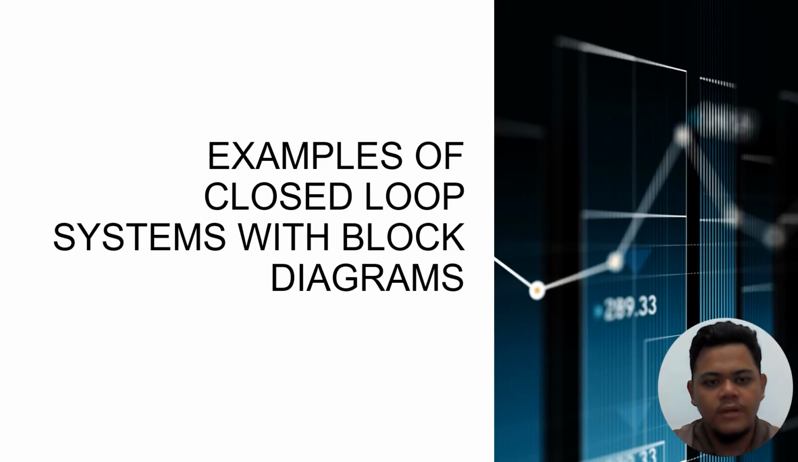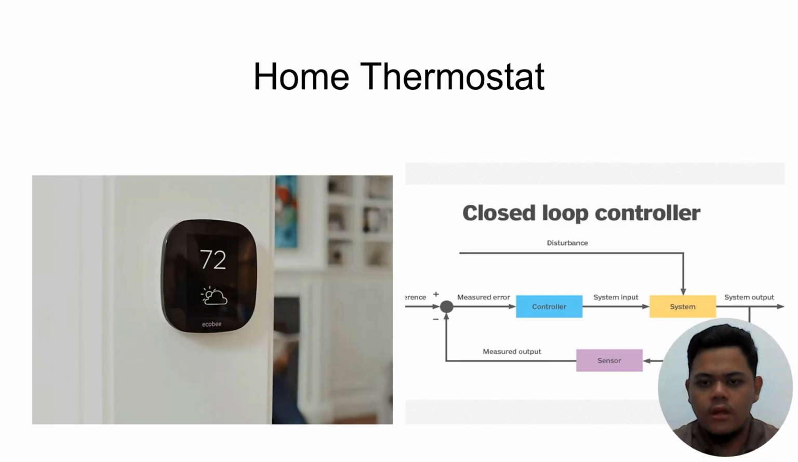Now I will talk about examples of closed loop systems with block diagrams. Example number one is the home thermostat. In the home thermostat, the input goes to the controller and the controller goes to the system. The system will give the output. But when a disturbance is applied to the system, the sensor will give the feedback and go back to the input.